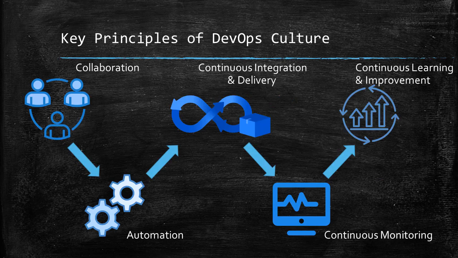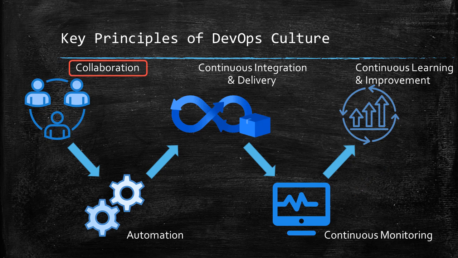DevOps culture is a set of practices, values, and principles that emphasizes collaboration, communication, and continuous improvement across all aspects of software development and deployment. The goal of DevOps culture is to break down silos between development and operations teams and create a more seamless and efficient process for building and delivering. DevOps culture emphasizes the following key principles.